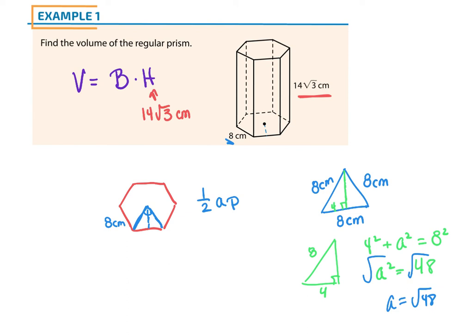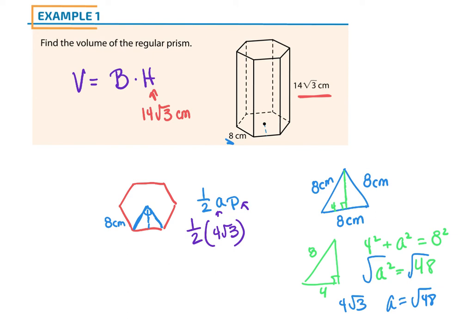Honestly, if they want it in decimal form, you can just leave it like that, right? You can just leave it like that because you're going to plug it into a calculator anyway. If they want exact, then you're going to want to factor that out, all right? So it just depends on what they want. In this case, if you factor it out, you do get 4 square root of 3. So that would be your apothem length, all right? So we have 1/2. My apothem we now know is 4 square root of 3 or square root of 48. It's the same thing.